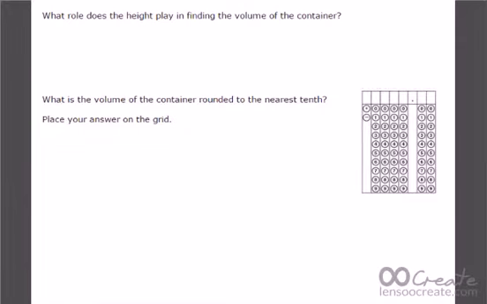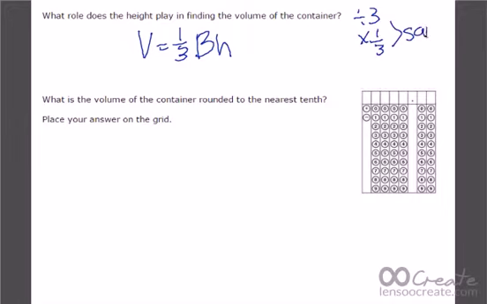Right? So what role does the height play in finding the volume of the container? Let's think about the formula. The formula for the pyramid is volume is equal to 1/3 big B times H. And remember this 1/3: dividing by 3 and multiplying by 1/3 are the same thing, so I can do either.